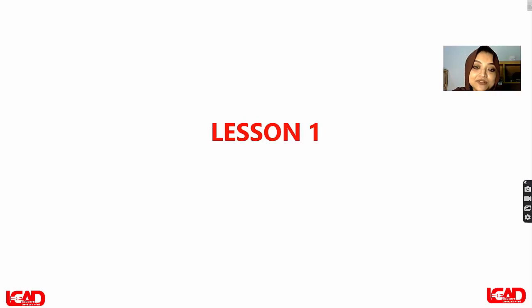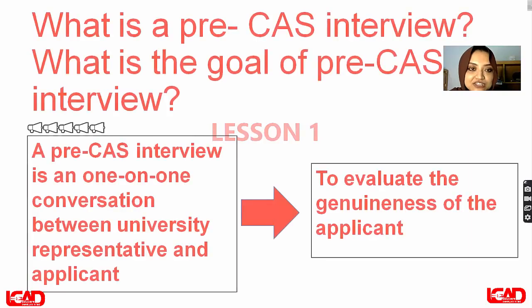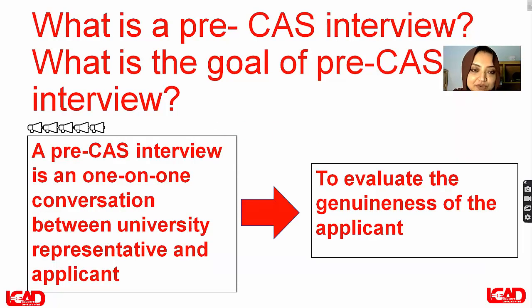Today you will be learning only lesson 1, and in lesson 1 we will look into what a Pre-CAS interview is and what its goal is. A Pre-CAS interview is a one-on-one conversation between the university representative and the applicant. It is a formal interview like any other job interview or university admission interview, where you will be talking to the university representative through a video calling app or just a voice call. They will ask you some frank one-on-one questions, and you have to answer them.